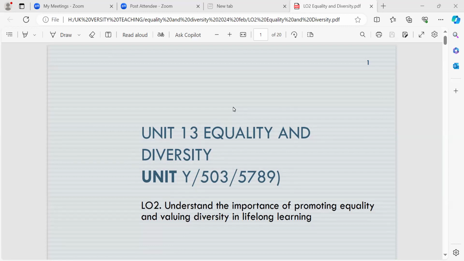We looked at the Equality Act. Do you remember? Yeah, and protected characteristics. Do you remember any of the protected characteristics? Disability. Yes. Race. Age. Yeah. Gender. Yeah. Something about marriage. Was there something about marriage? Marriage and civil partnership, yeah. Marriage and civil partnerships.